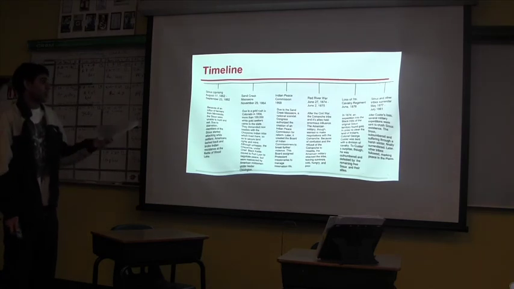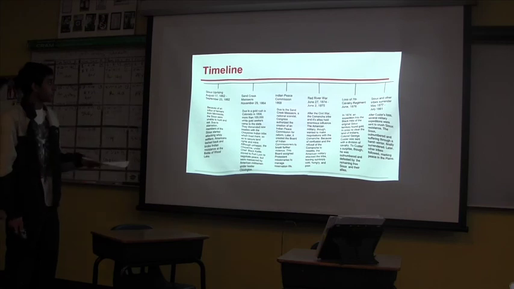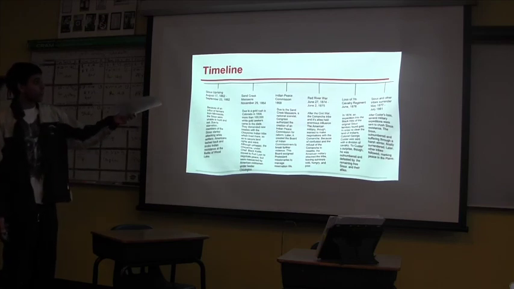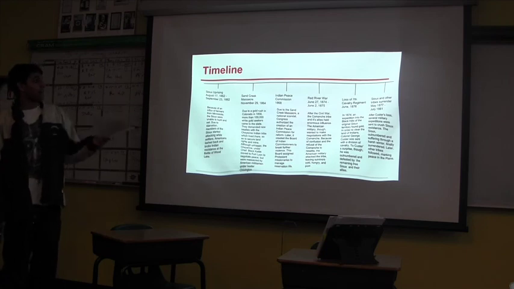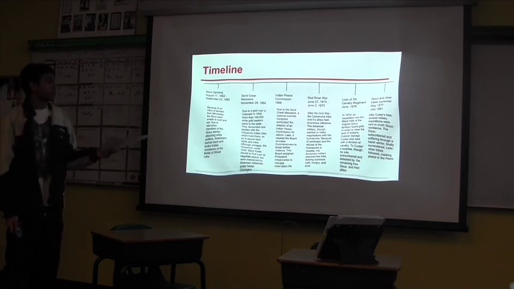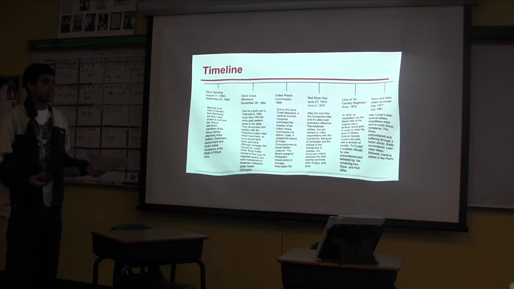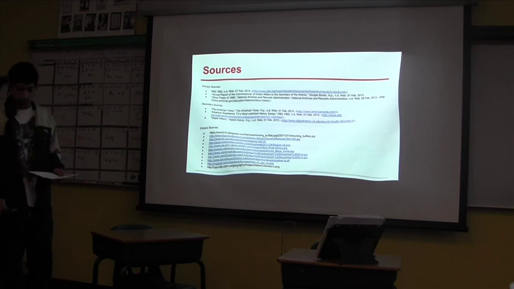There's just a timeline. I'm not going to go through it. It's the Sioux Uprising, Sand Creek Massacre, the Indian Peace Commission, and the Red River War, and then finally the remaining Sioux and a lot of other tribes around them surrendered, leading to a little more peace. And those are my sources. Okay.